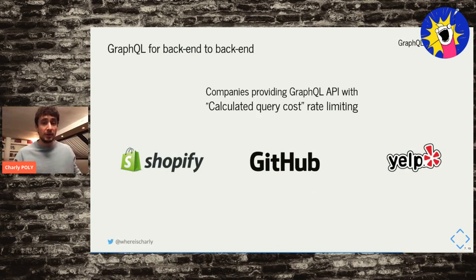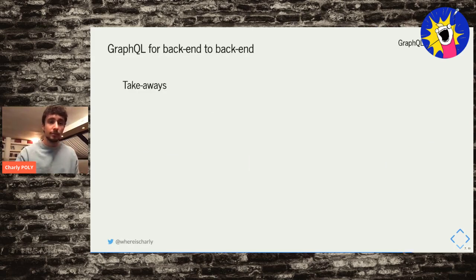A lot of other companies are switching to public GraphQL API and provide this calculated query cost rate limiting, which is more flexible. Shopify is one of them. There is also GitHub and Yelp. So GraphQL brought also innovation in the backend to backend. What are the main takeaways?